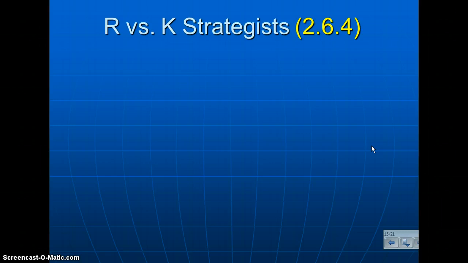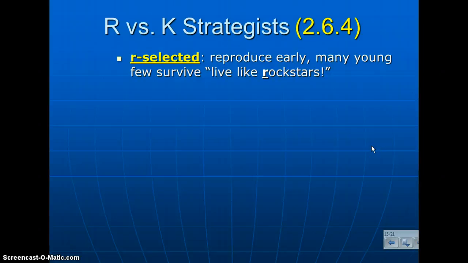We can also talk about different fertility strategies, and we call those R and K strategists. And we're going to talk about two different examples. The first example is the R strategist, also known as R-selected species. These species reproduce very early in their life, and they produce many organisms because few of those organisms are going to survive. They like to live like rock stars.